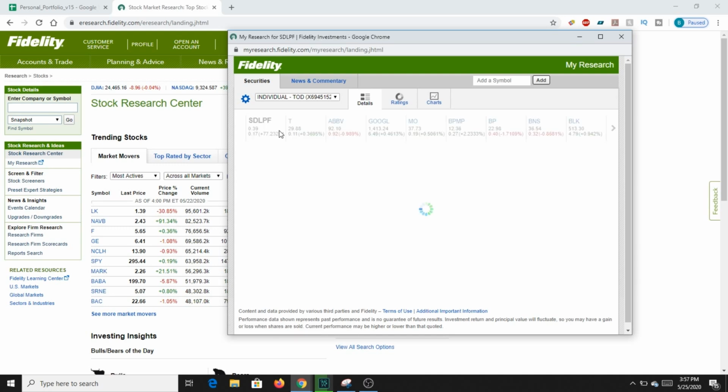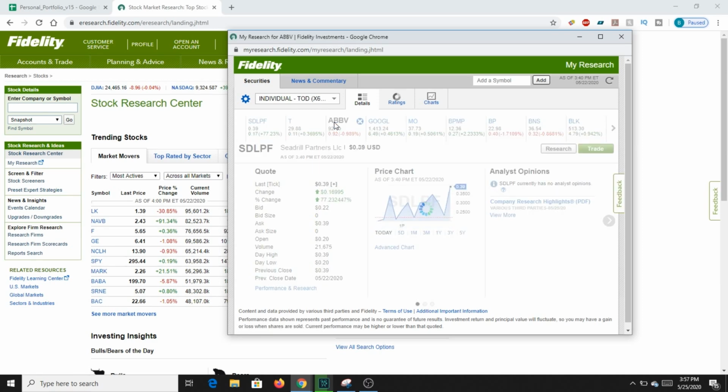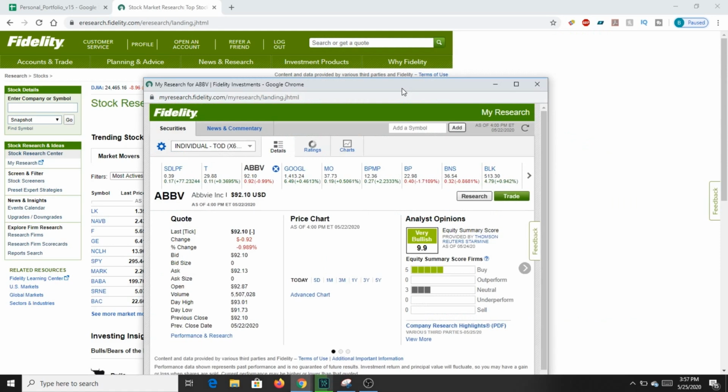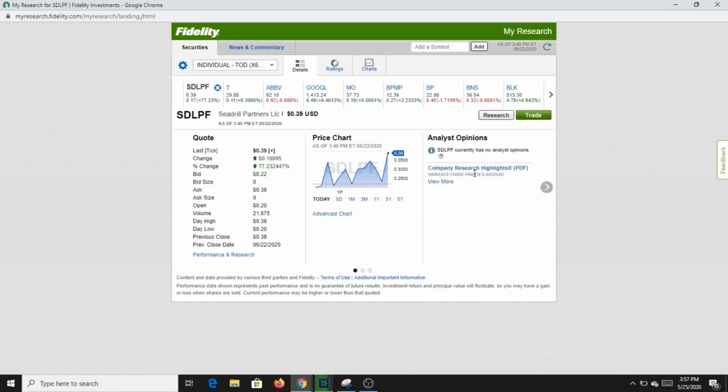So let's just take a quick look at, let's just say, ABBV. You can do this a multitude of ways. You can do this by just clicking in this box up here, or you can do it by coming into this as well. But this allows you to pull it up and see some quick information on, say, AbbVie, and do a little bit more research as well.